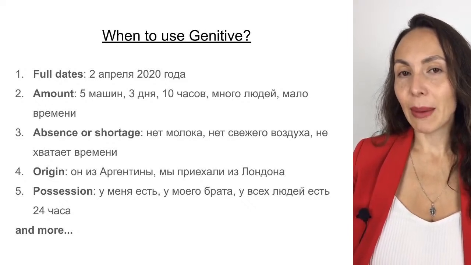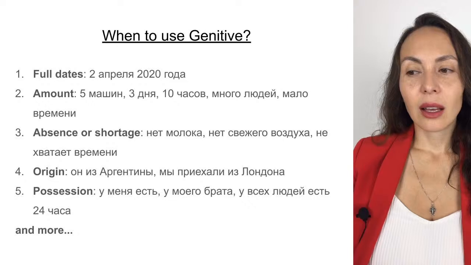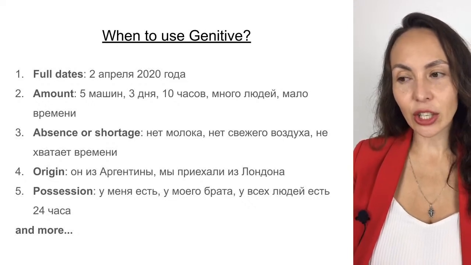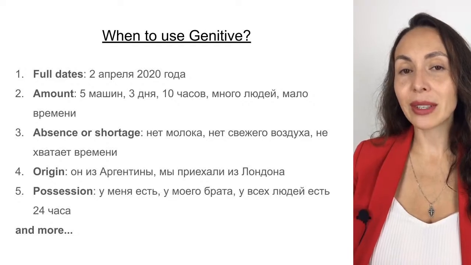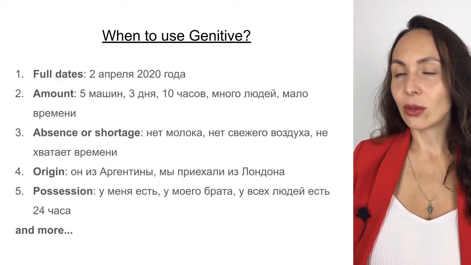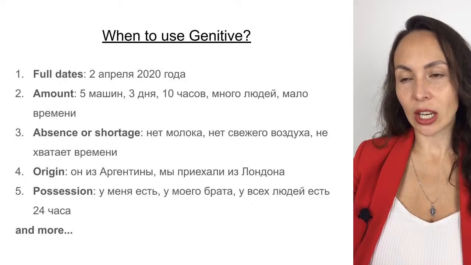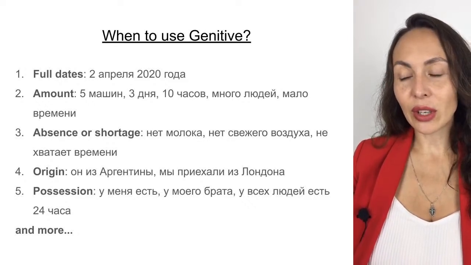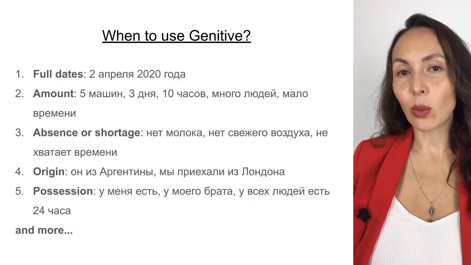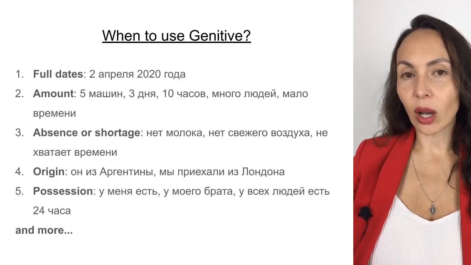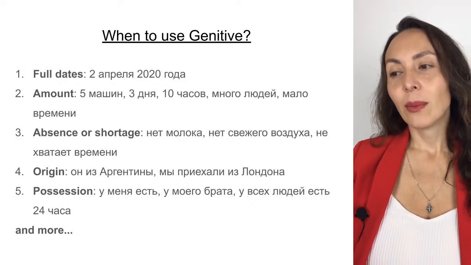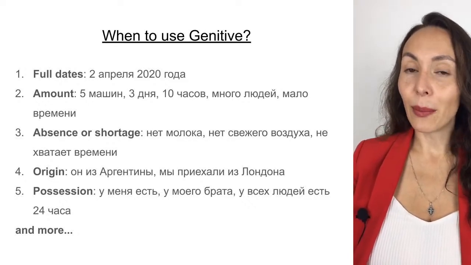Then, amount. 5 машин. 3 дня. 10 часов. When you have a number, then right away you use the genitive case. If you don't have a number but you have some quantifiers, много, мало, немного. Много людей, мало времени.